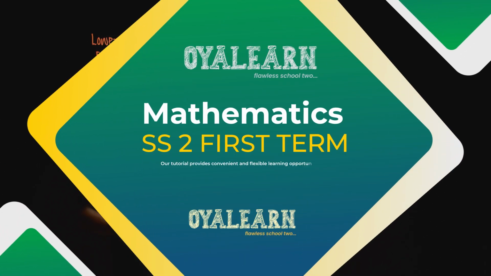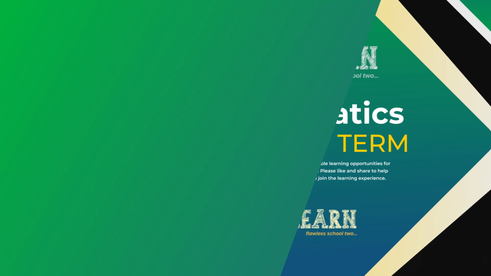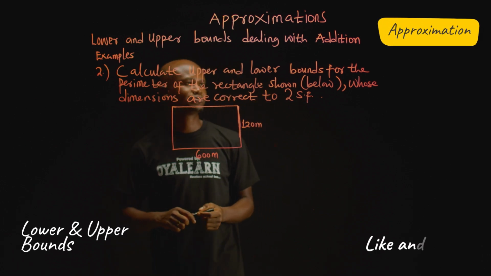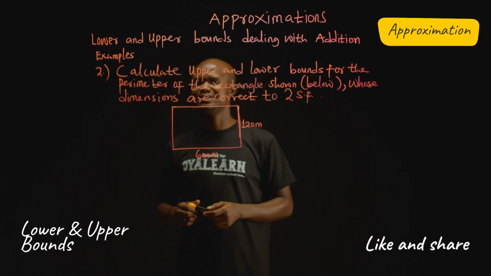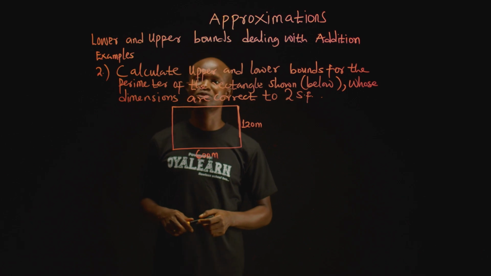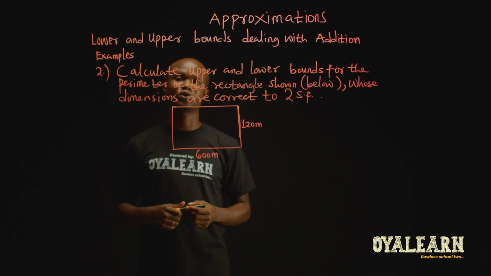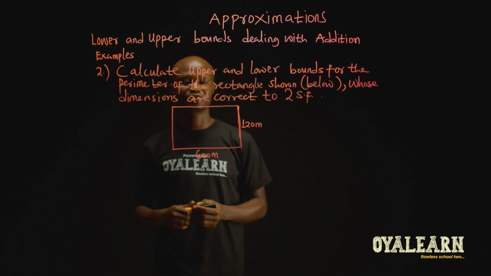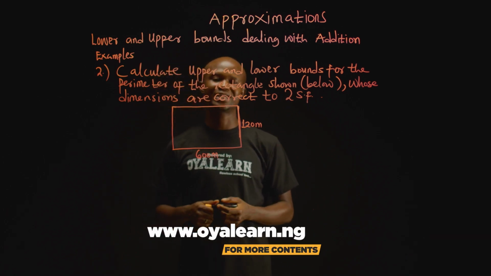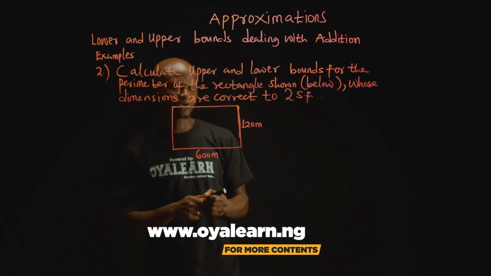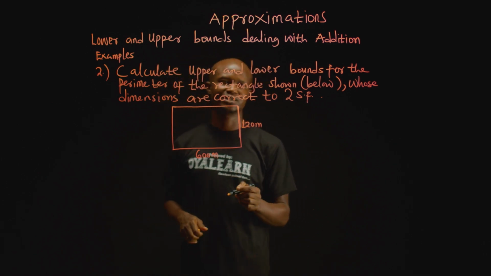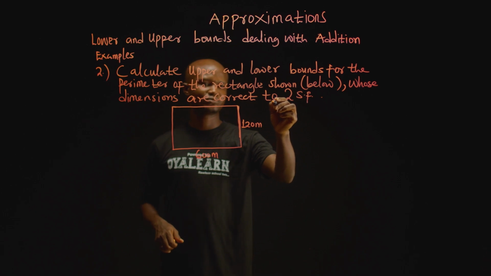Calculate upper and lower bounds for the perimeter of the rectangle shown, whose dimensions are correct to 2SF. Now we have the length of the rectangle to be equal to 600 meters, while the width or breadth of the rectangle is 120 meters. Solution.